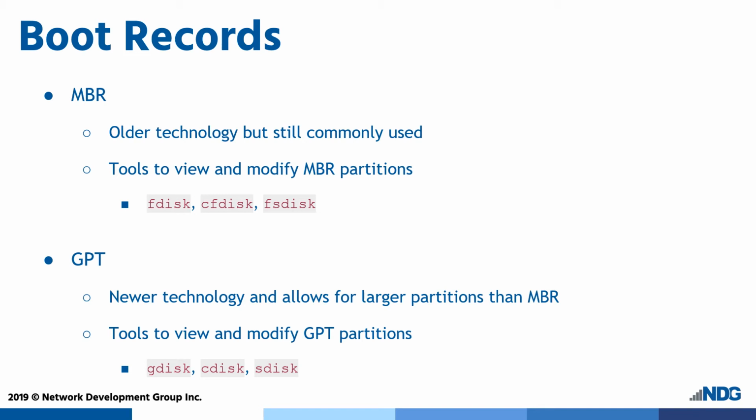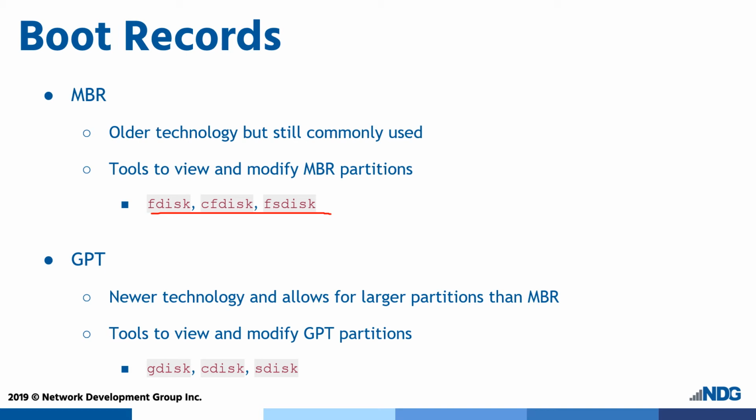An old term used to describe an internal hard disk is a fixed disk, as the disk is fixed or not removable, and this term gives rise to several command names such as fdisk, cfdisk, and sfdisk, which are tools for working with the MBR partition disks.